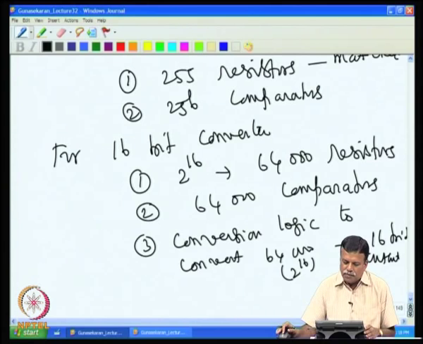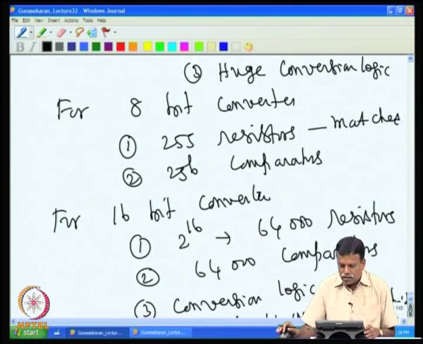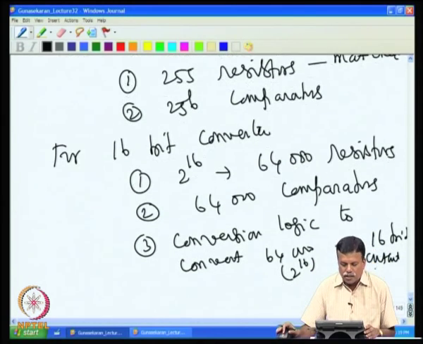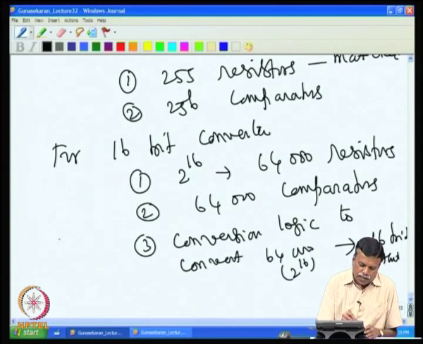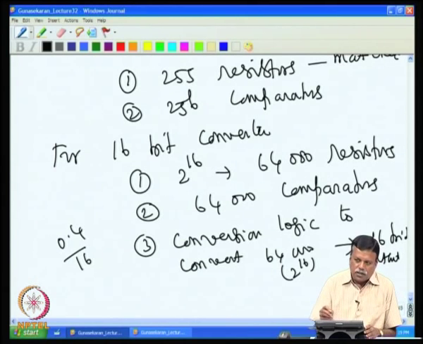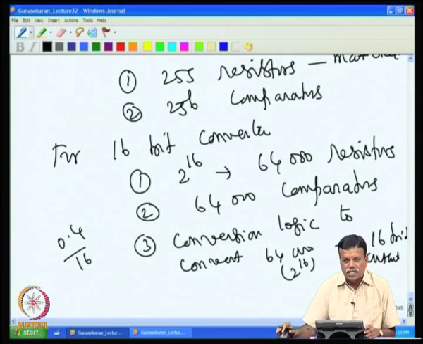Using 8-bit converters, one can make 16-bit converters with a small workaround technique. Because straight away putting 64,000 resistors is almost practically impossible, particularly getting 64,000 equal resistors with an accuracy of 0.4 divided by 16%, which comes to almost 0.001% accuracy resistors required. And that is almost impossible to achieve.